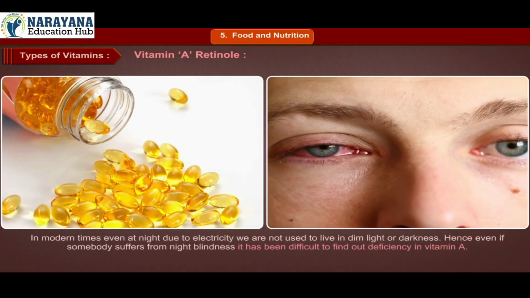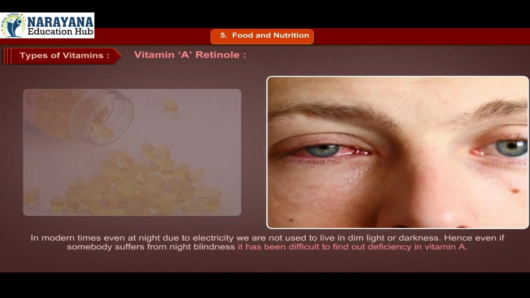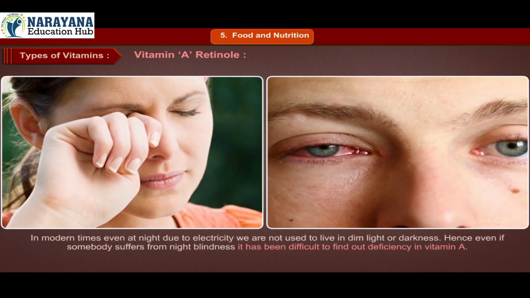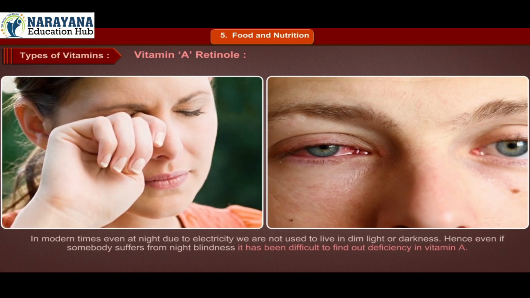In modern times, even at night, due to electricity, we are not used to living in dim light or darkness. Hence, even if somebody suffers from night blindness, it has been difficult to find out the deficiency of vitamin A.